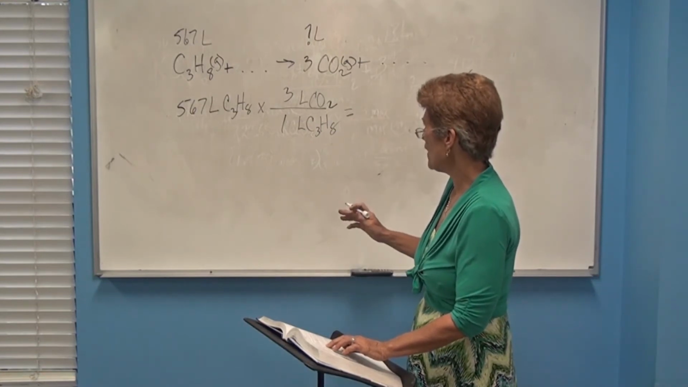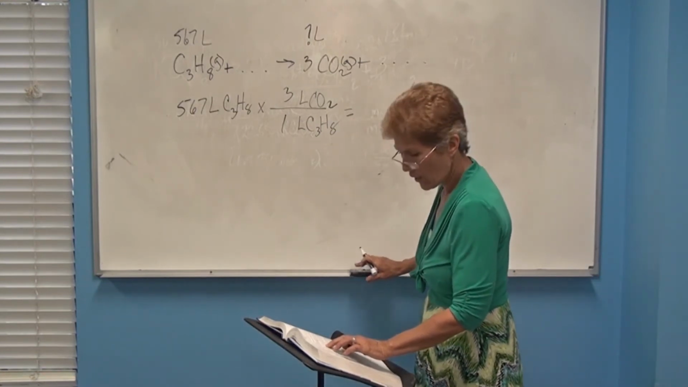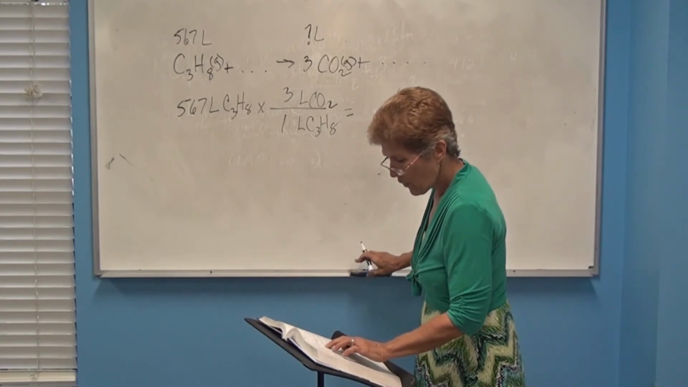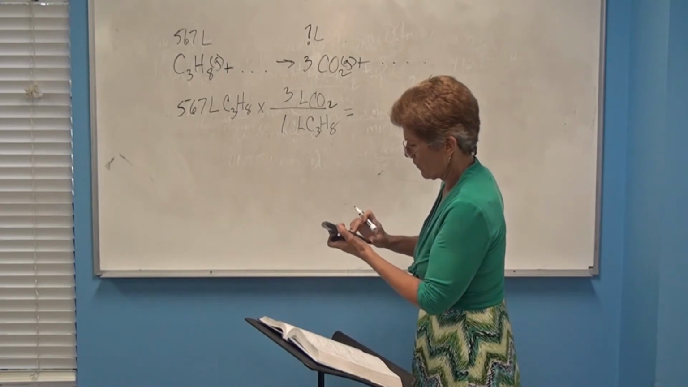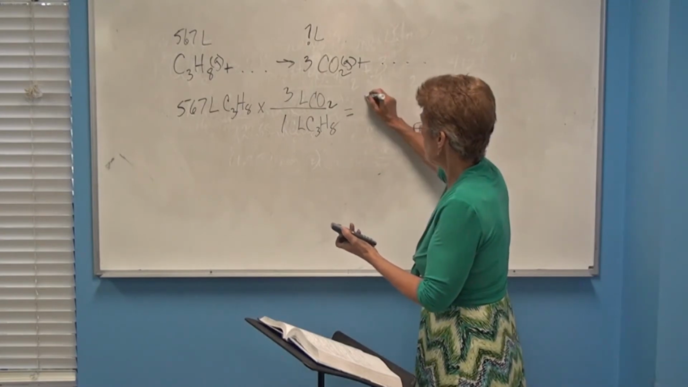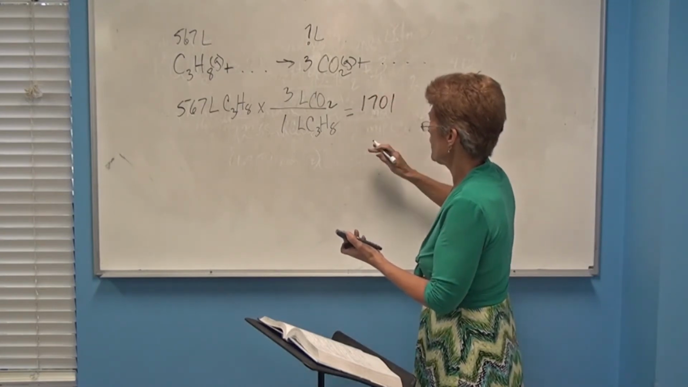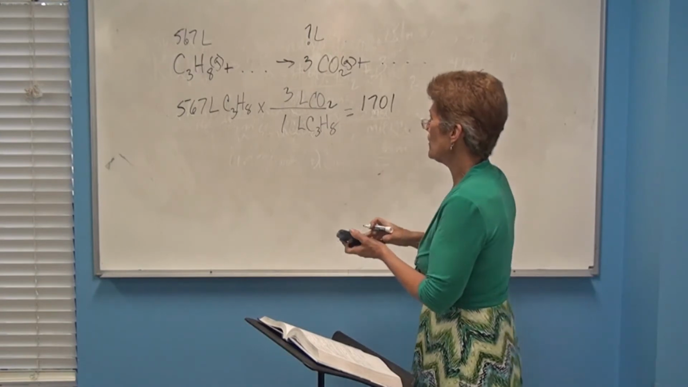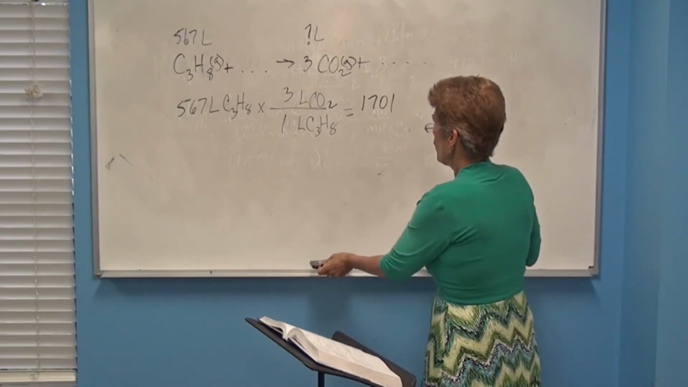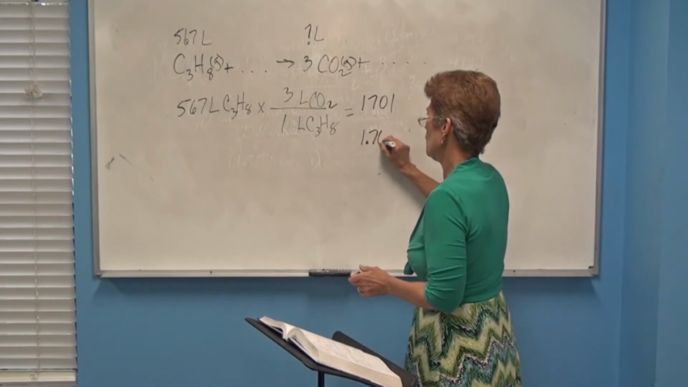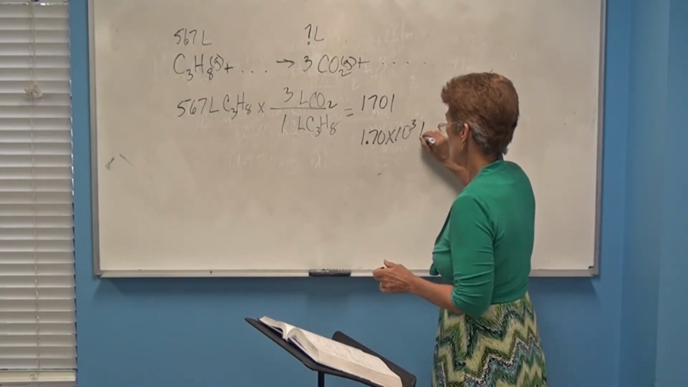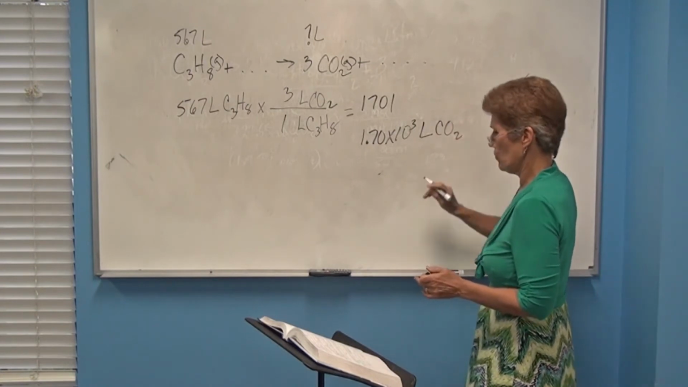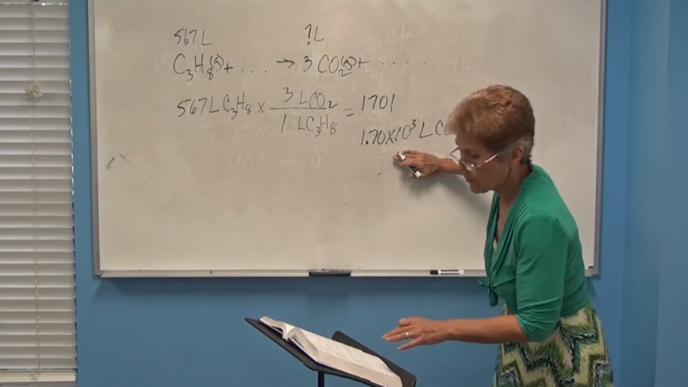And so that's going to give us, in 3 significant figures, what I get in my calculator is 1701, but I need that in 3 significant figures. So the best way would probably be to go like this. 1, 2, 3. And that would be liters of CO2. So that would be your answer.